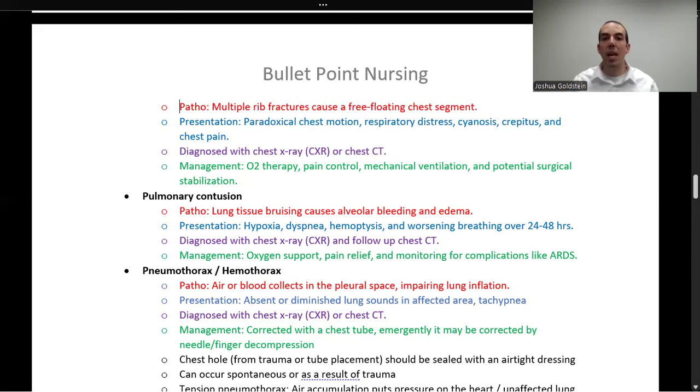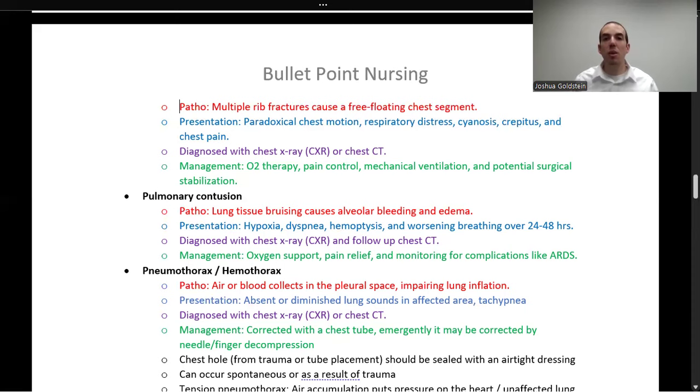They may need to get put on a mechanical ventilator. They may need surgical stabilization in order to repair those ribs or at least wire them together so that they're no longer free floating. And it may, in the short term, also need some sort of stabilization on that area, maybe with a, I'm not going to get into it, but there's different methods to do that.